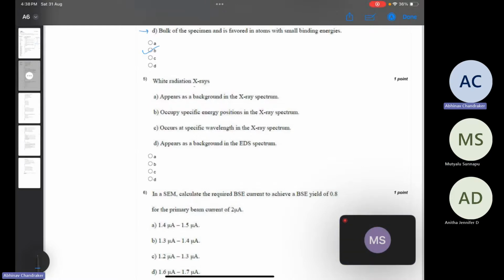So in the case of X-rays, if there is a continuous range of wavelengths, we call it white X-ray. It will appear as a background because it is a continuous X-ray, not a specific wavelength.